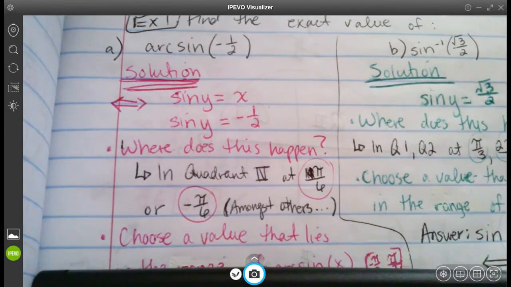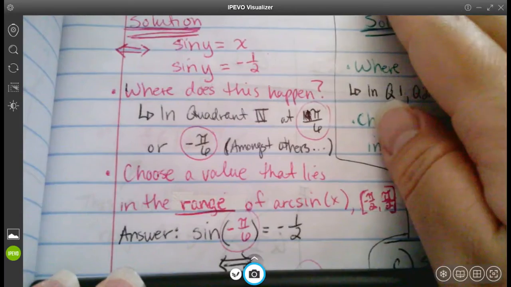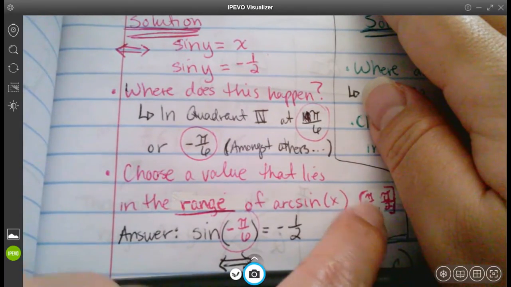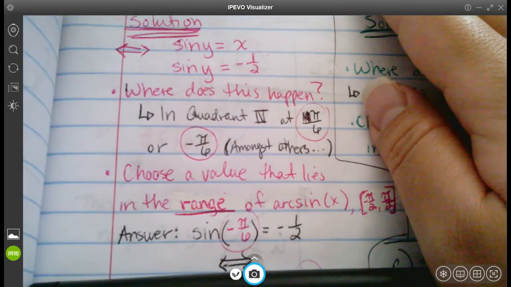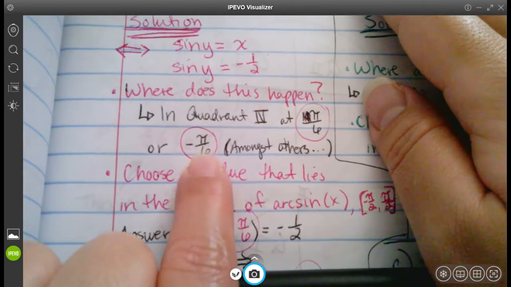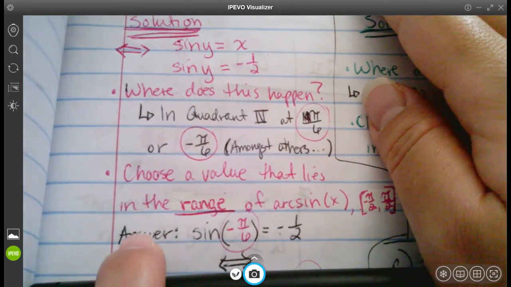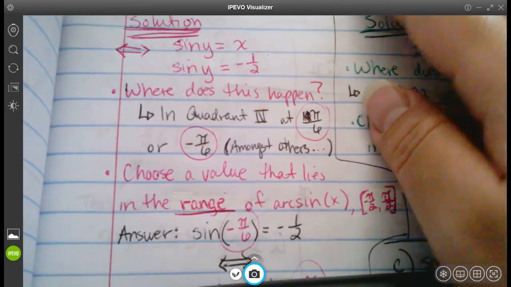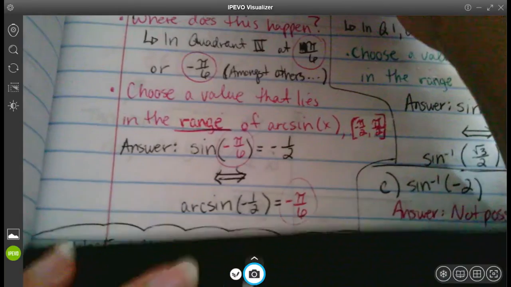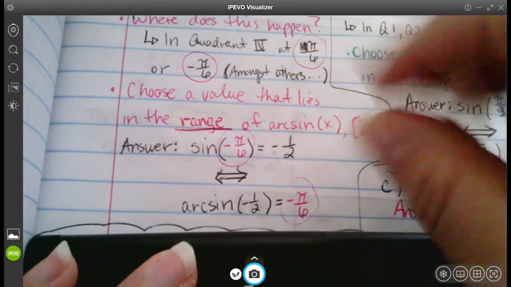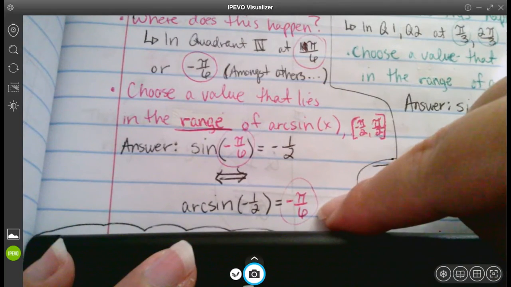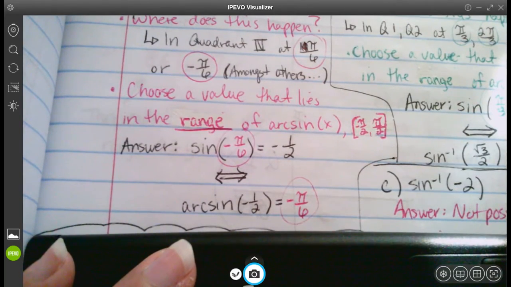Okay, so choose a value that lies in the range of arc sine. Remember, our range is between negative pi halves and pi halves, basically quadrant 1 and 4. So we chose negative pi over 6. So the answer is sine of negative pi over 6 is equal to negative 1/2. Or if you want, you could also rewrite it like this. So this was the original question. There's our answer. And that is it.